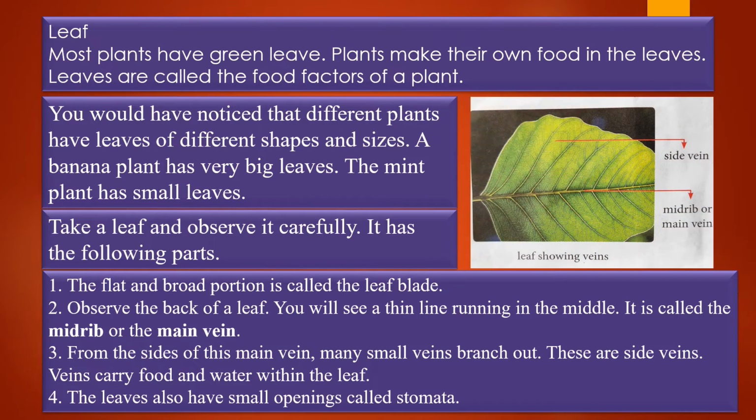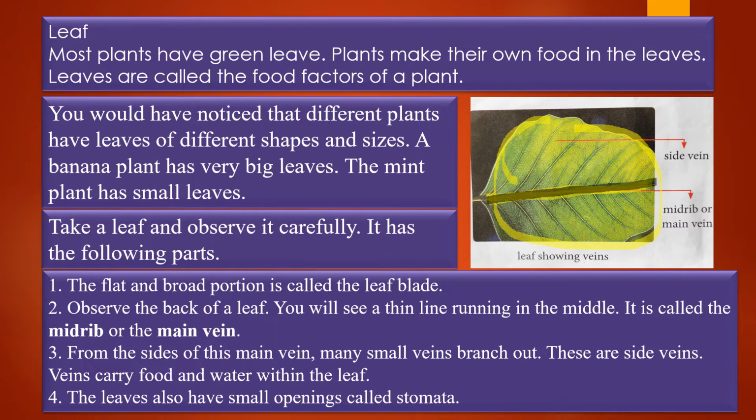In this picture we can see flat and broad. Observe the back of this. When you flip this leaf, you will see a thin line running in the middle. This middle line is called the midrib or the main vein.